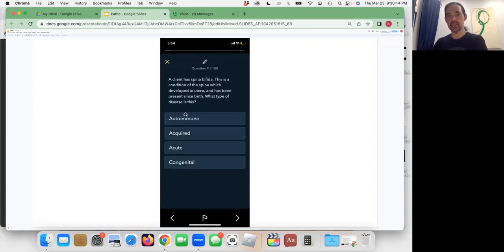A client has spina bifida. This is a condition of the spine which develops in utero. Where's in utero? In the uterus while someone is a fetus, and has been present since birth. What type of disease is this? Autoimmune, acquired, acute, or congenital?